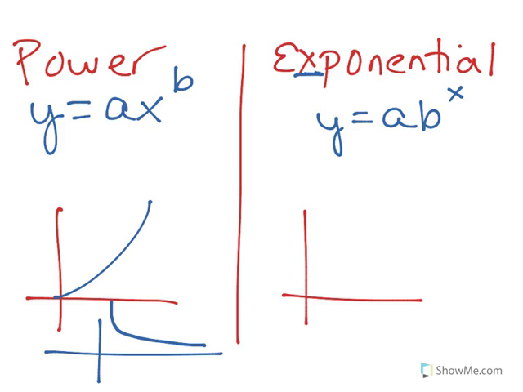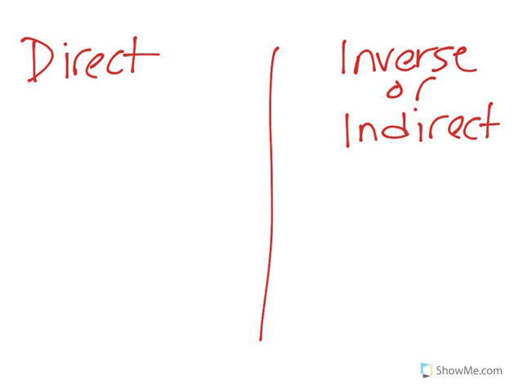For the exponential function, it will always, always, always pass through the y-axis. If it's passing through the y-axis and it's making a direction, it's going to be an exponential function. Those are the two that get most commonly mixed up.